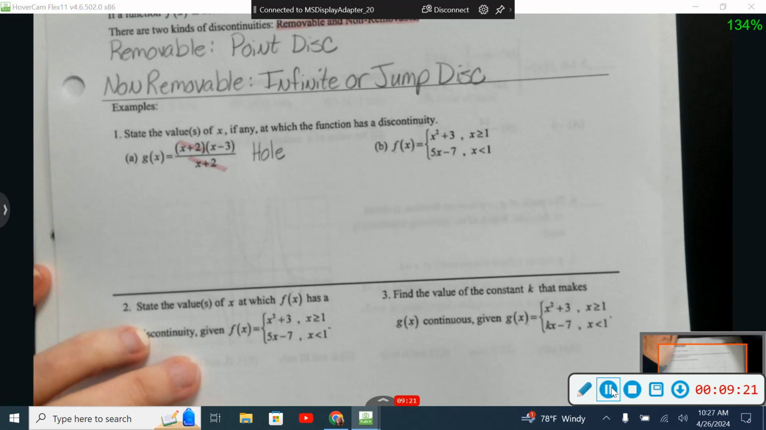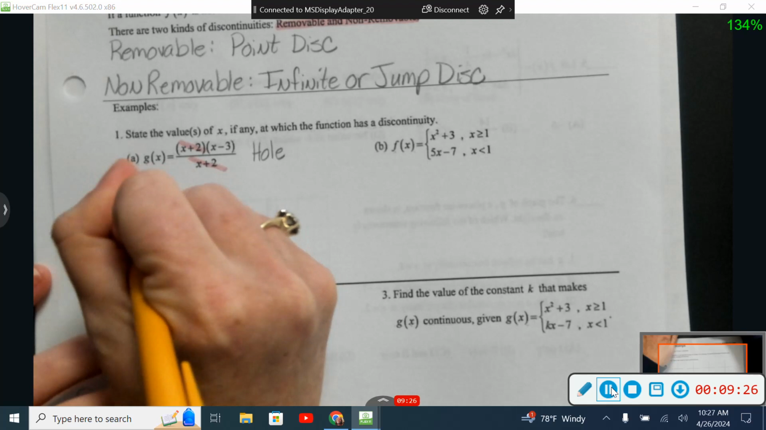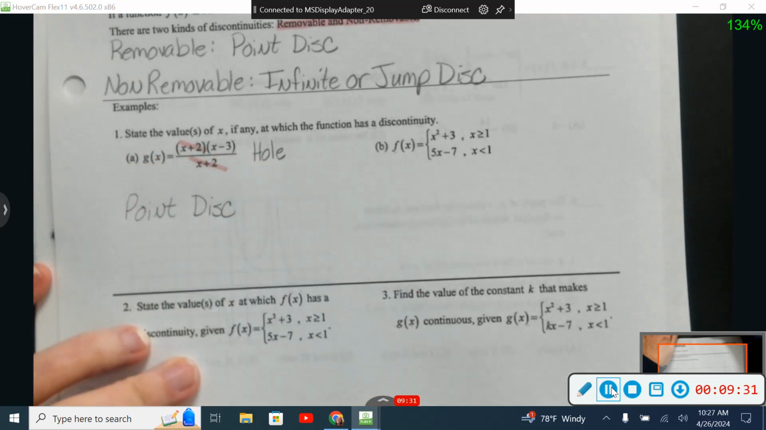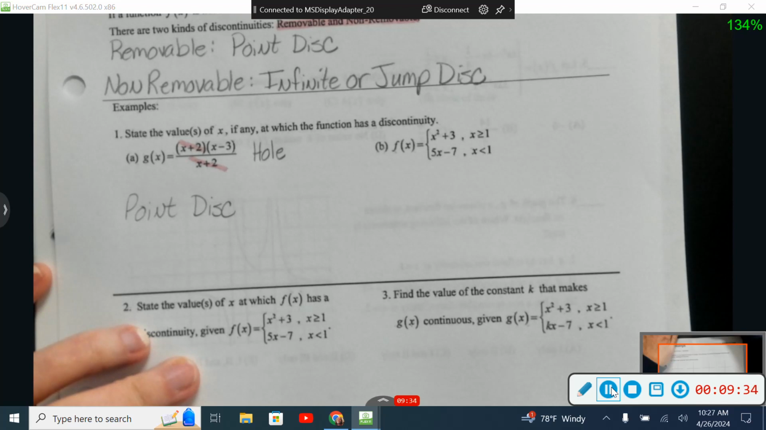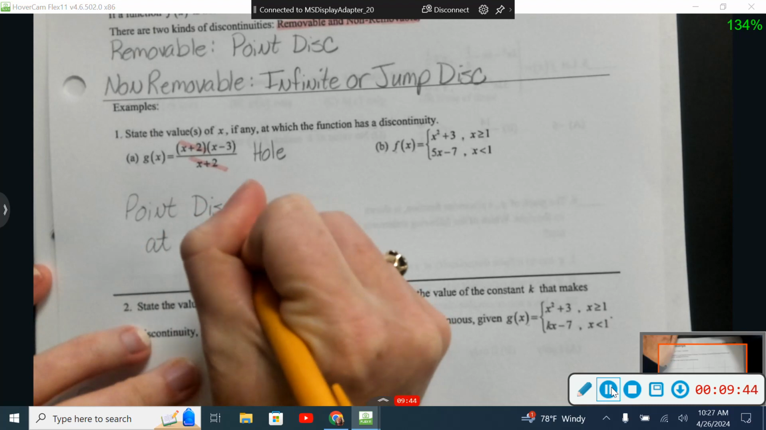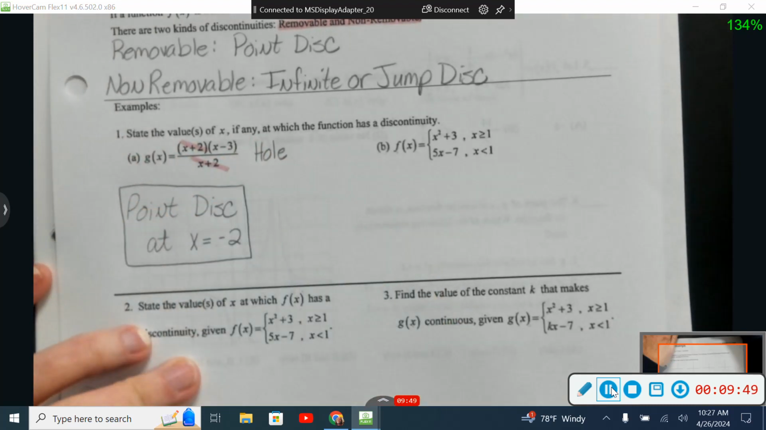So number 1 asks us to state the values of x where we have a discontinuity. So I'm going to say that this one has a point discontinuity in it. And that hole is going to happen at my x value that would make my denominator be equal to 0. So I'm going to say this one has point discontinuity at x equals -2. Because -2 would make my denominator be equal to 0. All right, any questions on that one?